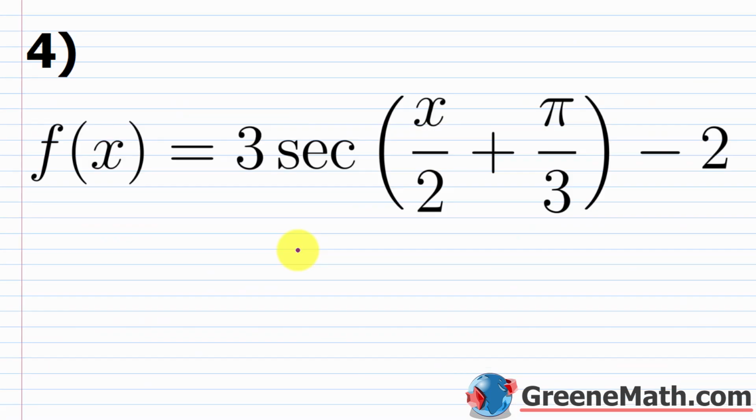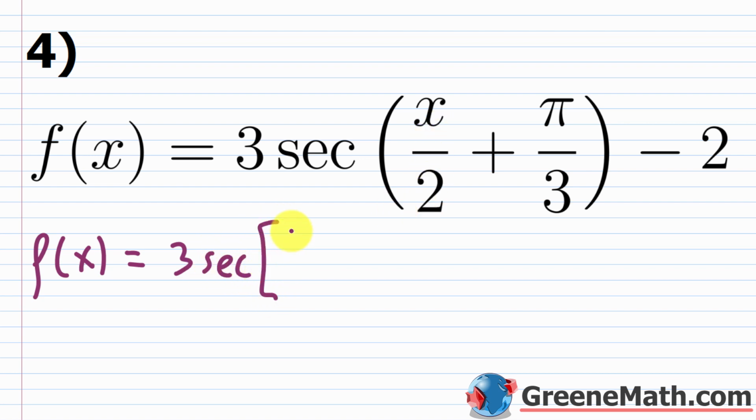All right, let's take a look at problem 4. So here we have f of x equals 3 secant of x over 2 plus pi over 3 and then minus 2. So again, I'm just going to factor this just to make finding the phase shift easier. So f of x equals, we have our 3, and then we have secant of. Let me pull out a 1/2 here.